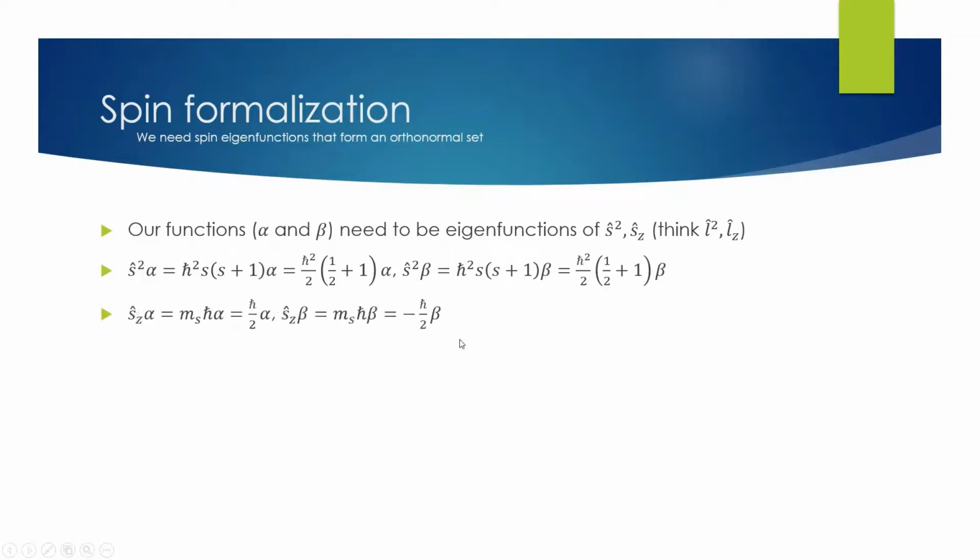And we'll also have s sub z operators. And if we operate on our functions with s sub z, we return our quantum number ms, just like ml times h bar. And in this case, ms is ±1/2. So if we operate on alpha with sz, we get +1/2 h bar over 2. And if we operate on beta with s sub z, we get negative h bar over 2 times our beta function.